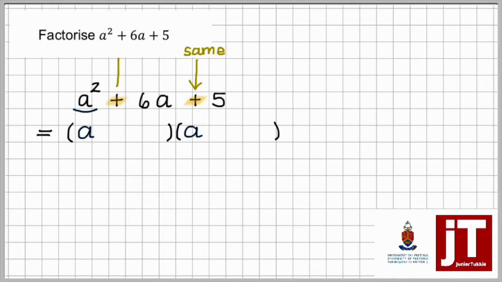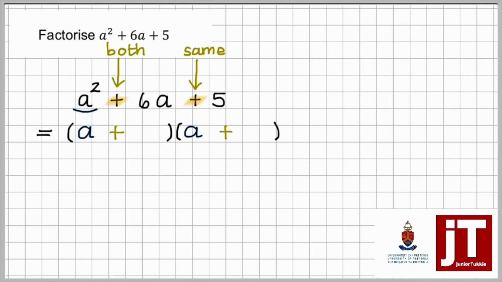To decide on that, we take a look at the second term, which is positive 6a. The positive there tells us that both of the brackets will contain a positive sign. So we can go ahead and write that down. If that second term had a negative sign, then both of the brackets would contain a negative sign, provided that the last term, of course, is positive. Now we need to decide on factors of 5, which when multiplied together will give us a 5, but when added together will produce that positive 6 on the a in the second term.